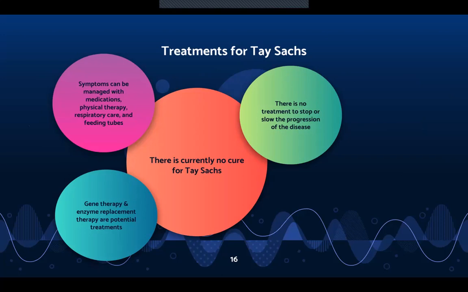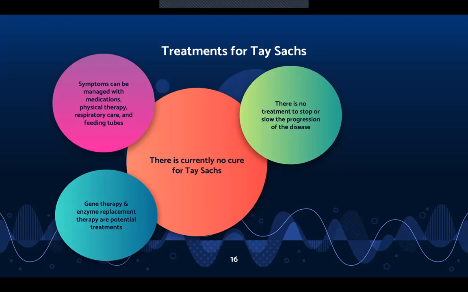There is currently no cure for Tay-Sachs disease. Symptoms can be managed with medications, physical therapy, respiratory care, and feeding tubes, but there is no treatment to stop or slow the progression of the disease. Currently, there are clinical trials investigating gene therapy and enzyme replacement therapy as potential treatments in the future.